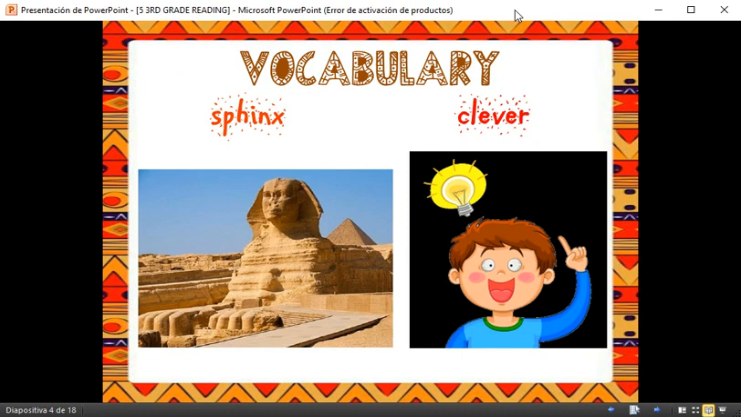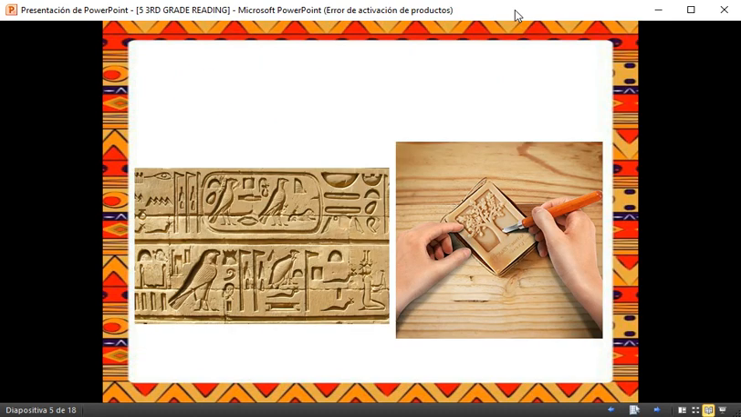Next one, hieroglyph. Hieroglyphs. The hieroglyphs are pictures or symbols that represent words used in ancient Egypt. Hieroglyphs.